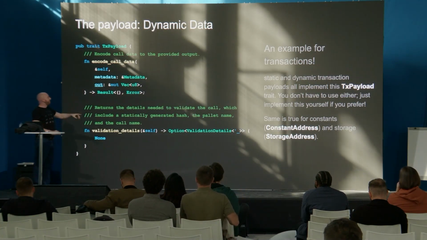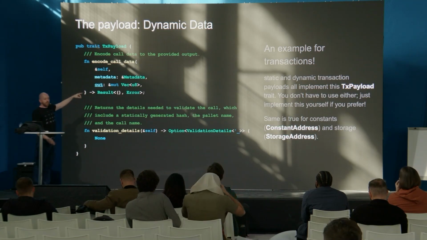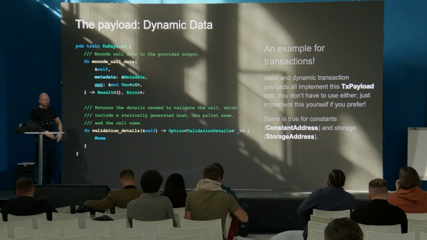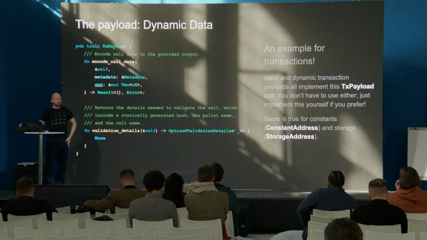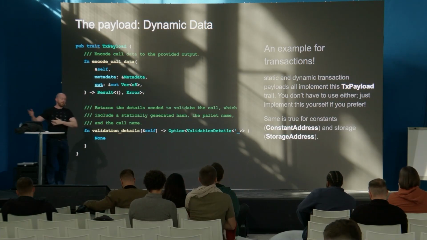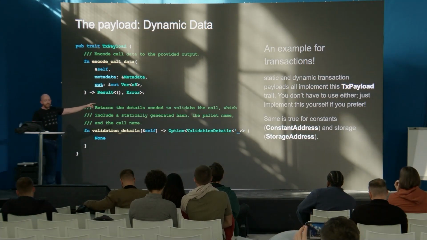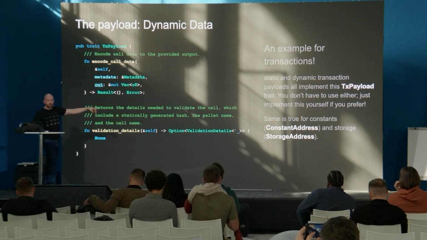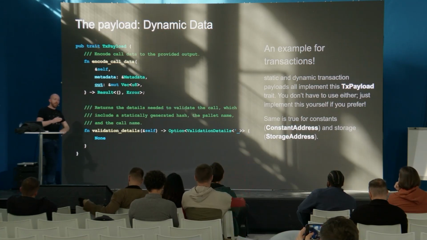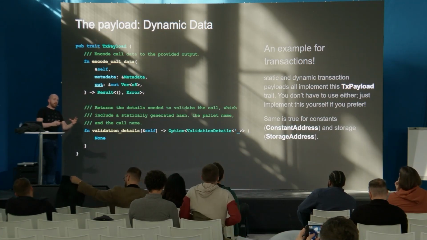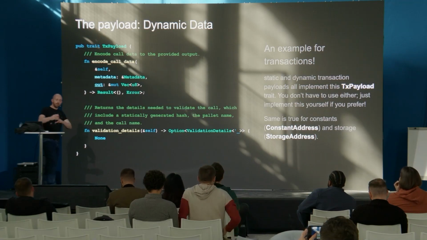So as long as you can say, I've got some stuff, and I know how to encode that stuff to bytes, then you can use that stuff. And you can pass it to Subxt. Subxt will understand how to make use of it and how to submit it as a transaction. And the same is not just for transactions, but the same is true for storage and constants as well. You can implement the trait yourself to use your own custom types and submit your own custom types to Subxt.